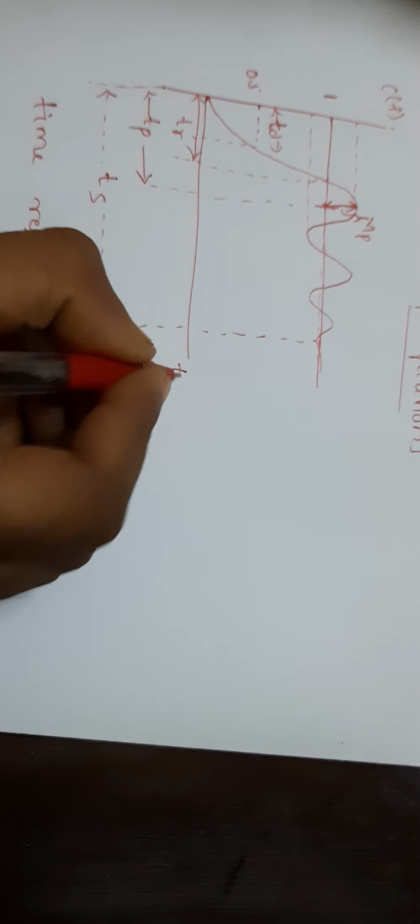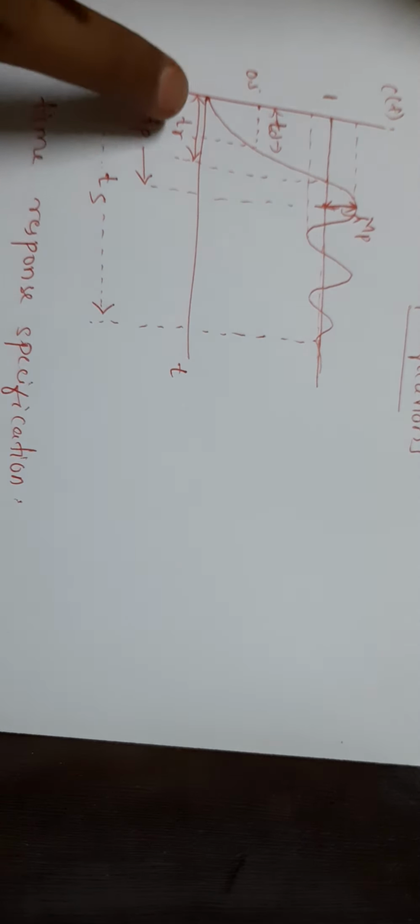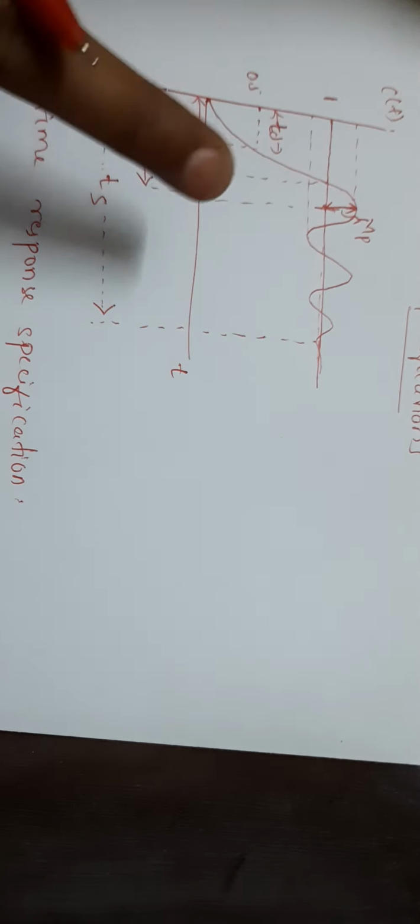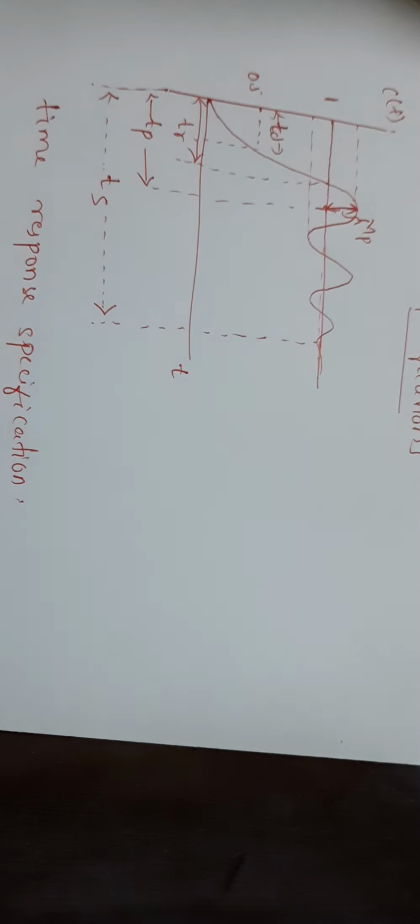See the diagram. This is the time response specification of any given system. This shows tr, tp, ts, td and Mp. We will study them one by one: what is td, what is tr, what is tp, what is ts and what is Mp. This is an underdamped signal.